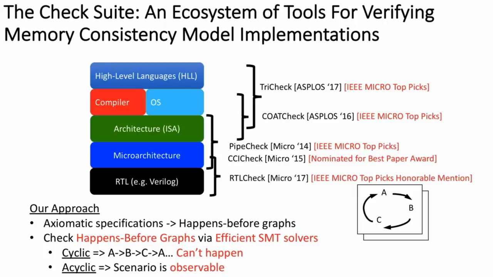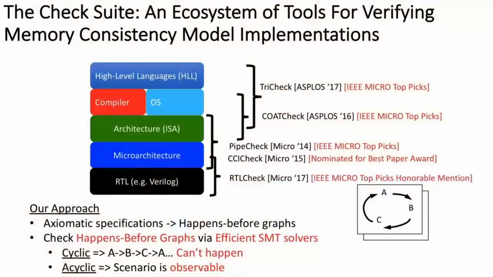The key thing that we're doing is we're saying, if there's an axiom that says that A must happen before B, then we can draw an edge for it. If there's another axiom that says that B must happen before C, we can draw an edge for it. If there's an axiom that says that C must happen before A, we can draw an edge for it. And in fact, we can enumerate this effectively across all possible orderings for the software running on a given hardware implementation. And so that's why I show multiple layers of these happens-before graphs.